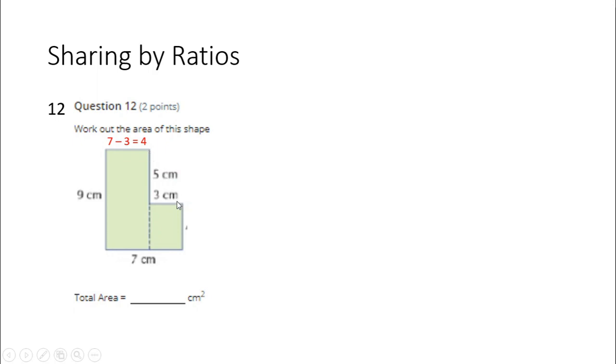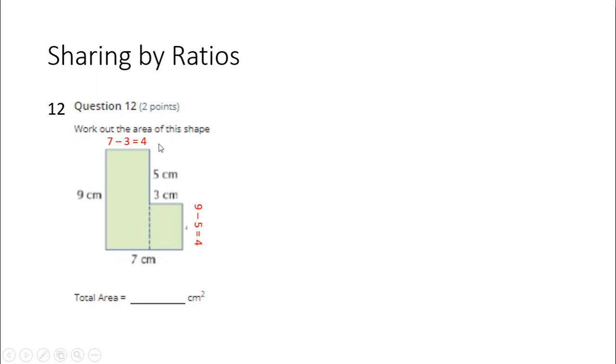Okay? And you can see I've cut something off over here. This is 5. How much is left in order to make 9 altogether? Or 9 take away 5 is 4. 9 minus 5 is 4, so this side length here is 4.